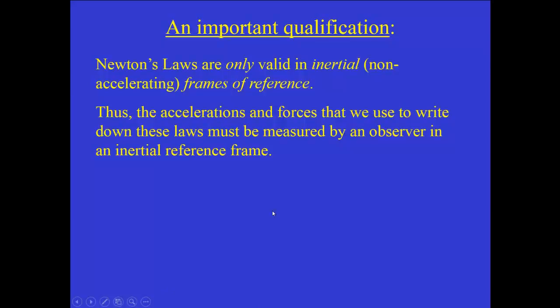And so the take-home lesson here is simply that the accelerations and forces that we use to write down Newton's laws must be those measured by an observer that is in an inertial reference frame. And so for that car accelerating down the road, an observer standing and watching it from the side would be able to write down Newton's laws, but someone who's in the car would not be able to write them down in the form that we have them here. And that can sometimes be an important distinction.